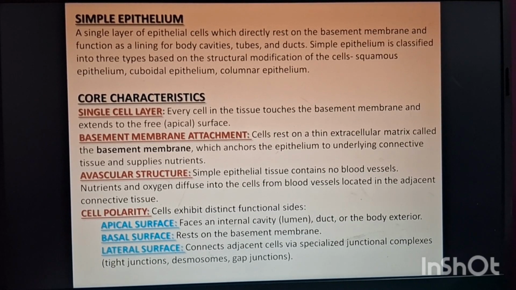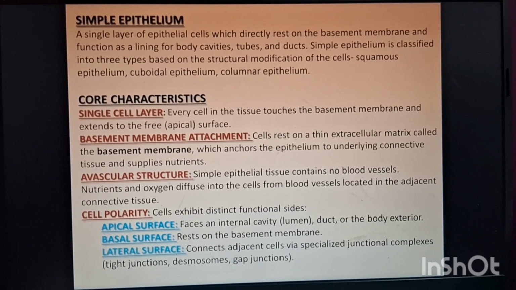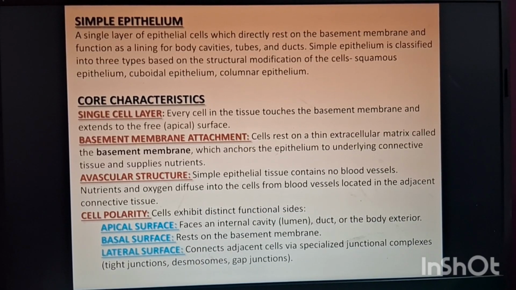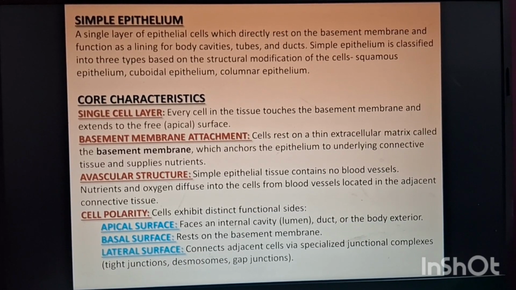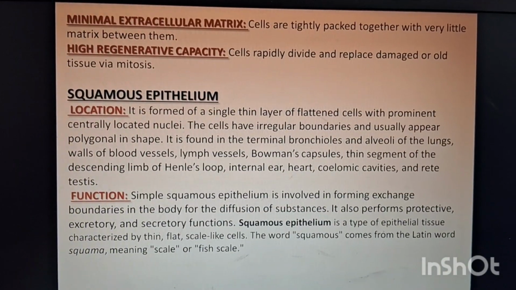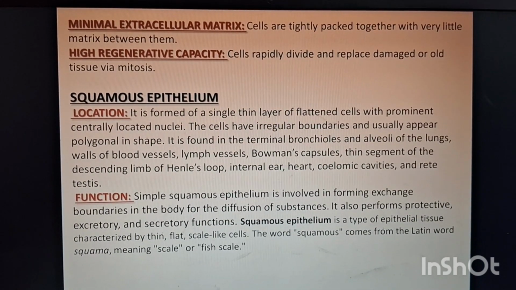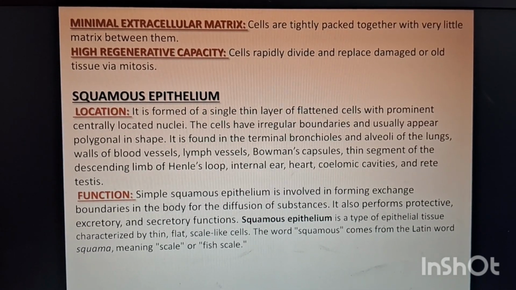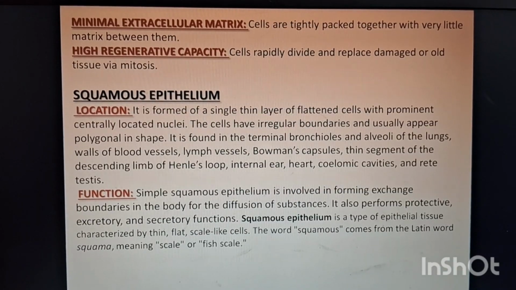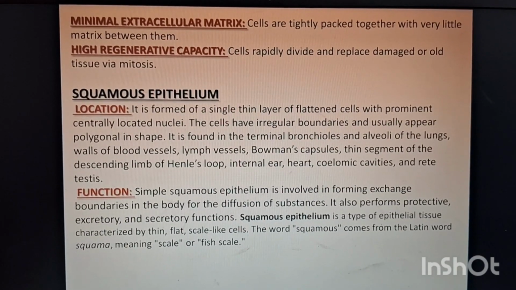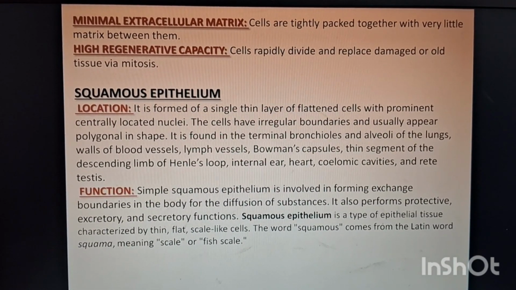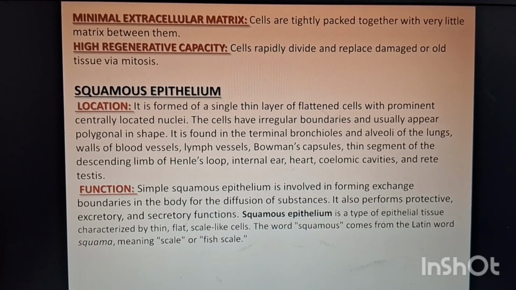Next, lateral surface, connects the adjacent cells via specialized junctional complexes, that is tight junction, desmosome and gap junctions. Next, minimal extracellular matrix. Cells are tightly packed together with very little matrix between them. And next, high regenerative capacity. Cells rapidly divide and replace damaged or old tissue via mitosis.